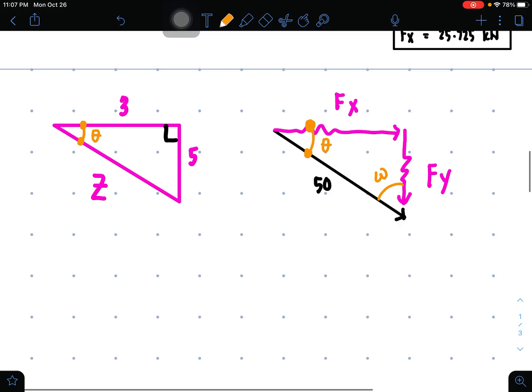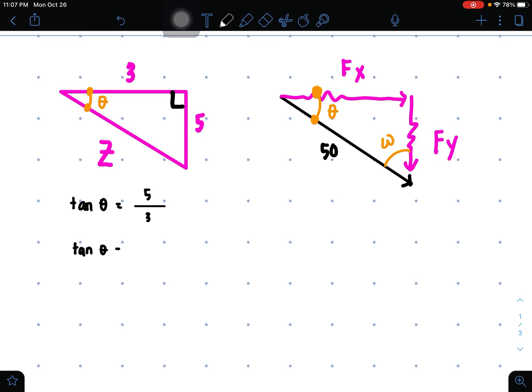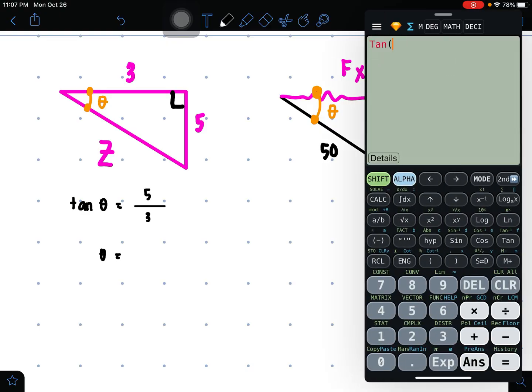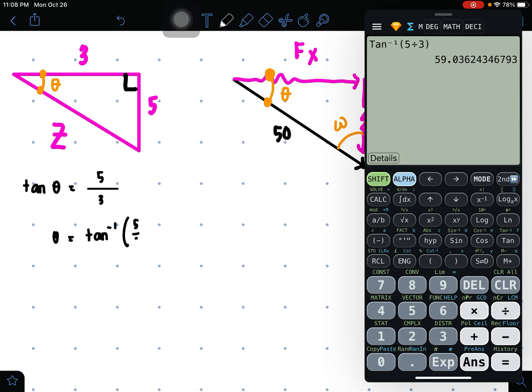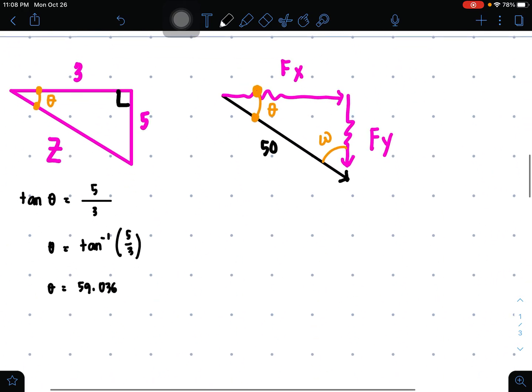If that's the case, then we could solve for the theta using the 3 and 5. So that function is a tangent function. So the tangent of that angle theta is equal to the opposite, 5, over 3. So the theta is equal to arc tangent of 5 over 3. So theta is now 59.036.